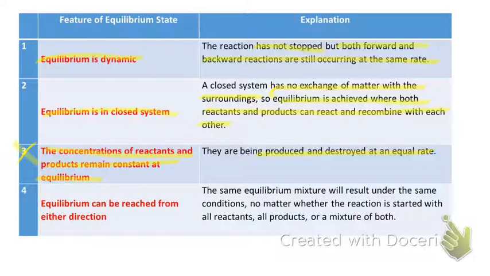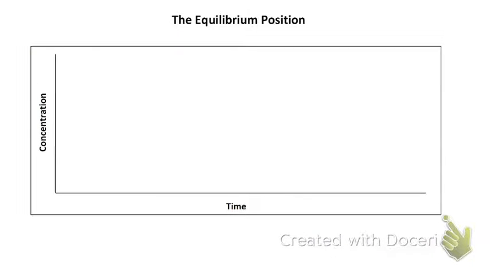All right, equilibrium can be reached from either direction. So we can actually start out with product before we start out with reactant, and it doesn't matter. Eventually, either way, whether we start out with a forward or reverse reaction, it will eventually lead to an equilibrium state. All right, very important to understand. Okay, let's move on to some graphing ideas. Okay, known as the equilibrium position.